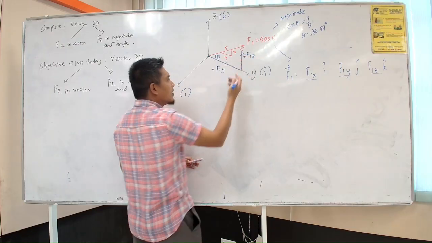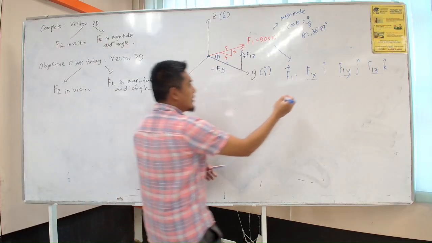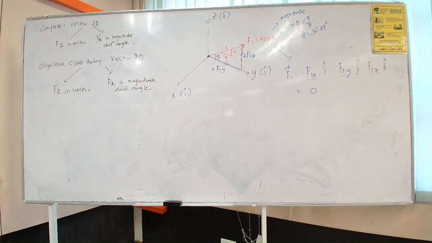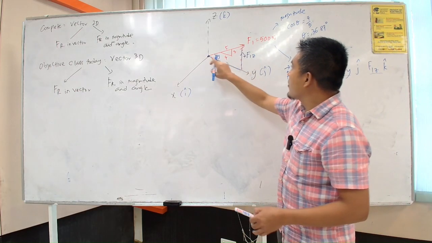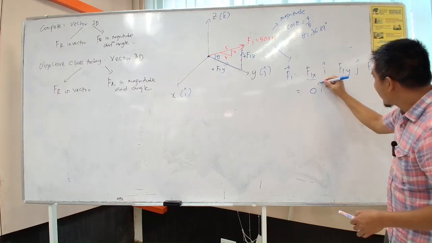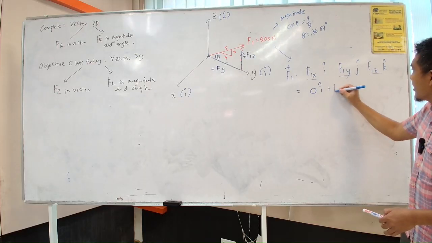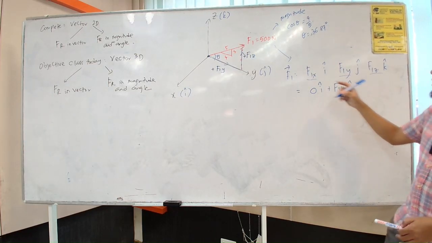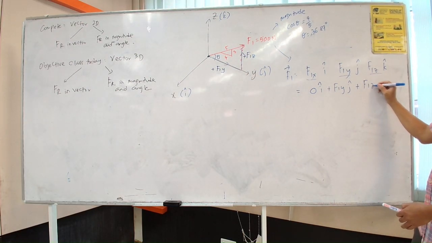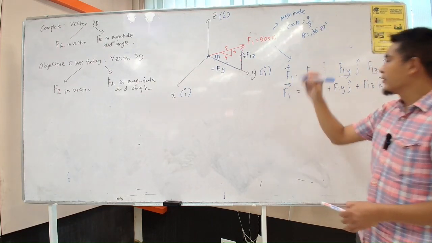Is there any x direction involved? No. So it means that F1x equals 0, because there is no x direction involved to get this force from origin to final point. So 0 in I direction. F1y is positive, then you put positive F1y in J direction. F1z is positive, then you put positive F1z in K direction. F1.